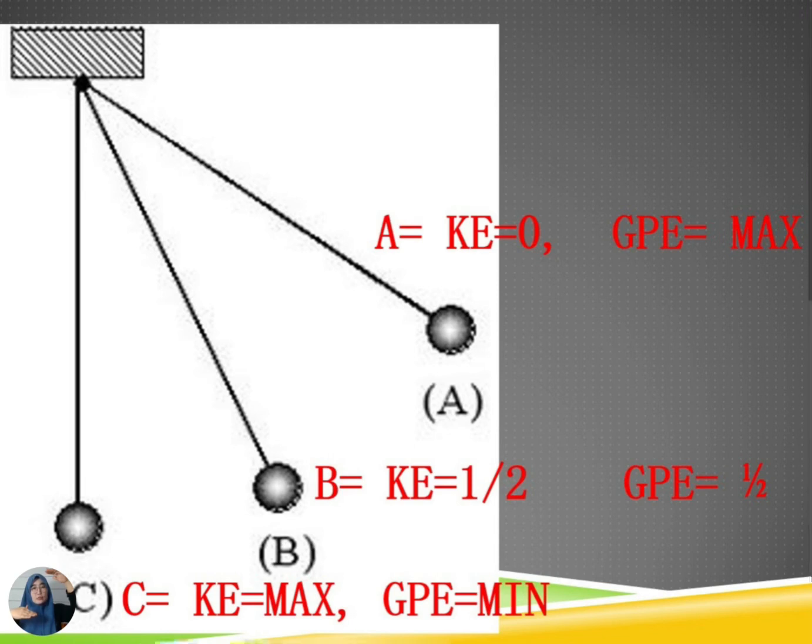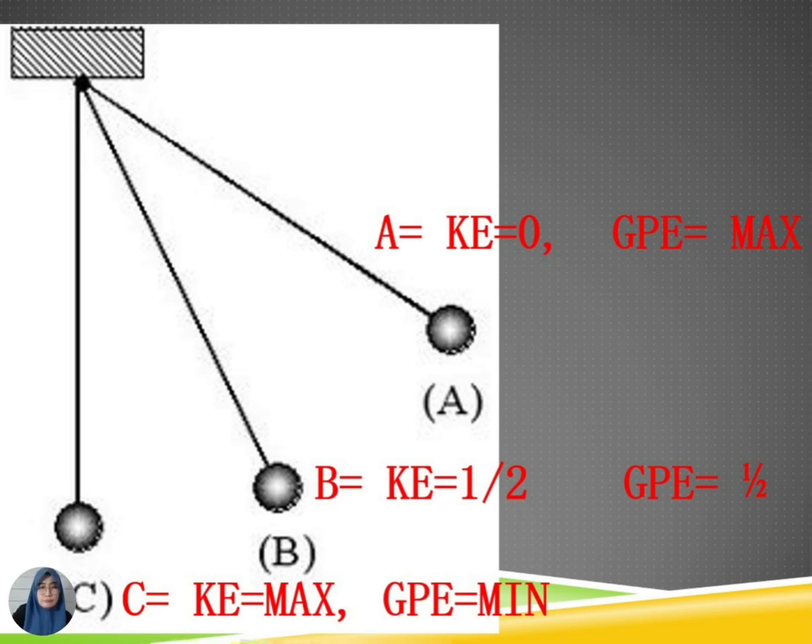As it starts to move to B, the GPE will be half, and the KE will also be half. And at position C, the GPE will be at the minimum, and the kinetic energy, the speed, is increasing to the maximum. So it just transfers from one to another.